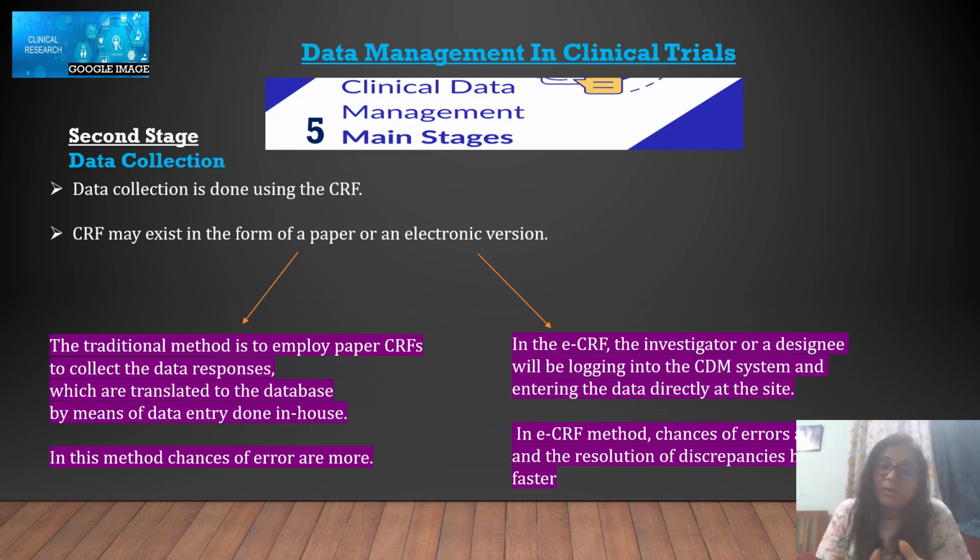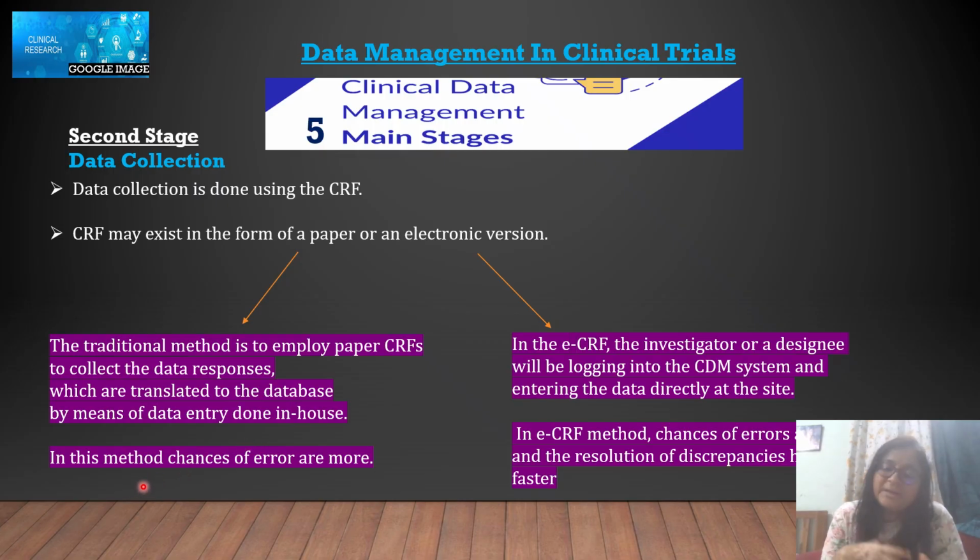For the data collection, as I explained in the previous slide, it is done using the CRF, the case report form. The CRF can be in paper format or in the electronic version. What is the difference between paper and electronic versions? The paper version is the traditional method. In the beginning there was no electronic things, no computer, so it was done on paper. There is a prescribed format, and all details will be filled in.